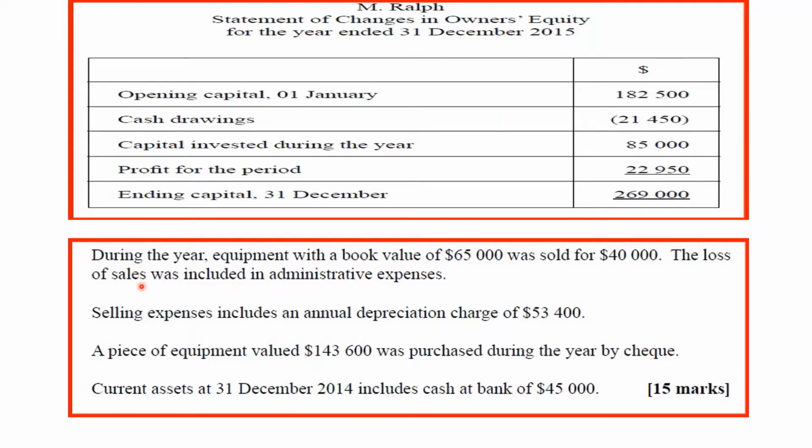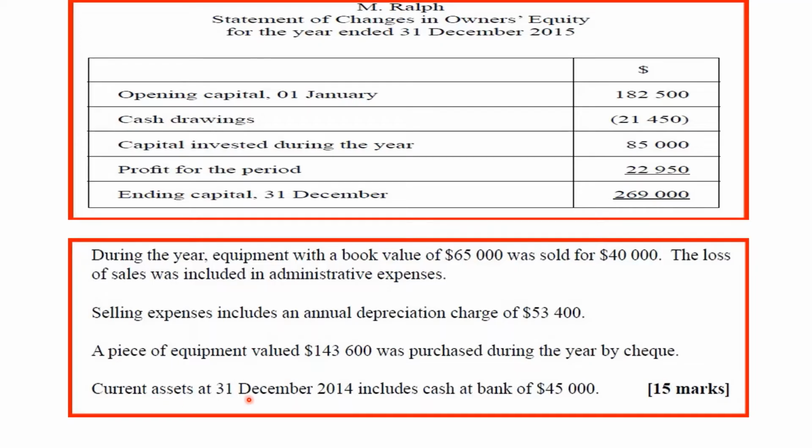To see what I'm working on. During the year, equipment with a book value of 65,000 was sold for 40,000. The loss of sales was included in the administrative expenses. Now I put it just as it was in the past paper. The loss of sales should be the loss on sale of the fixed asset, the equipment, right? Selling expenses include an annual depreciation charge of 53,400. A piece of equipment valued at 143,600 was purchased during the year by check.